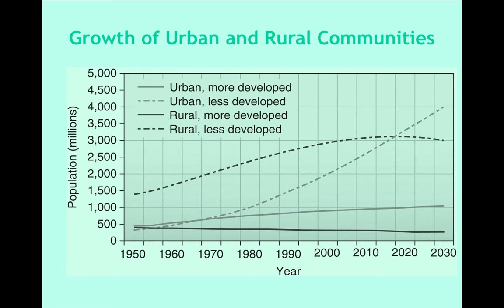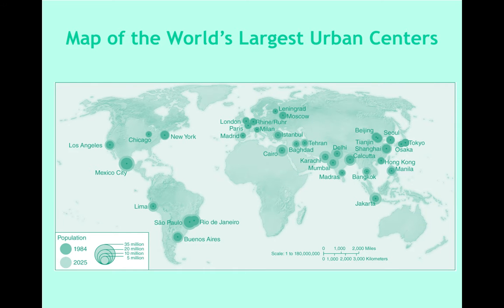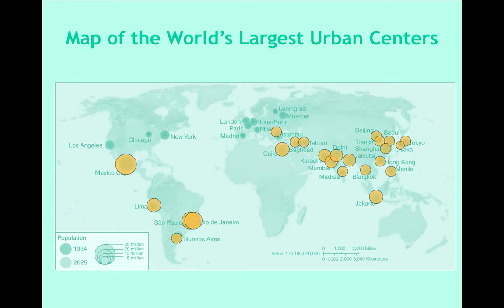So this is an interesting graph. It shows that the biggest growth of cities is taking place actually in the less developed countries. And if we look at this map, we see that it is indeed largely in these developing countries where the megacities are growing larger and larger. So let's consider what kind of consequences would arise from this.